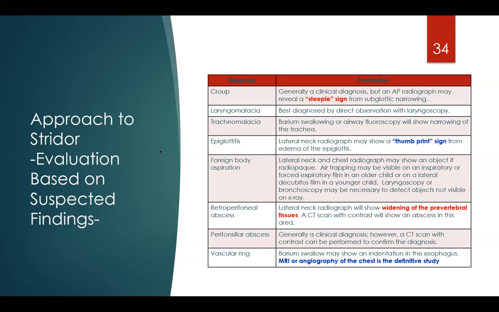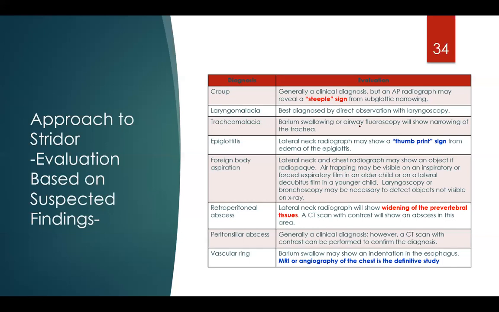So here's your buzzwords. I know everybody likes the buzzwords. So here you go. Croup, steeple sign, laryngomalacia, it's going to be a kid that's developing slowly or having some sort of a feeding problem.